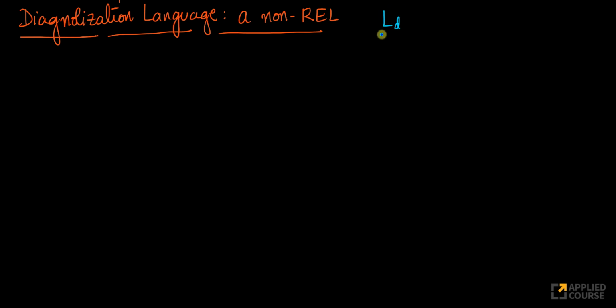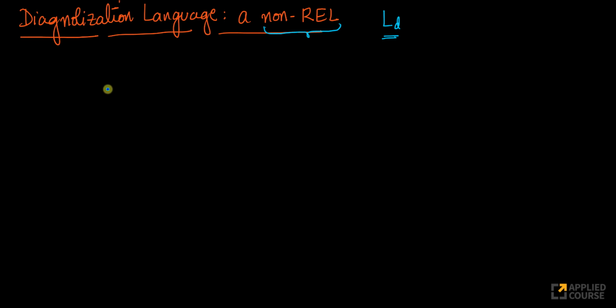This is the short form of writing diagonalization language. First I'll explain what the diagonalization language is. Then I'll also prove to you why this is a non-recursively enumerable language. What does it mean? When I say it's a non-recursively enumerable language, it means there is no Turing machine for this problem, or no Turing machine to determine whether a word belongs to this language or not. So let's construct it step by step.